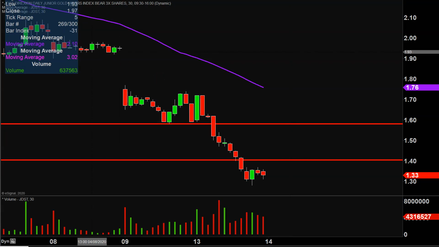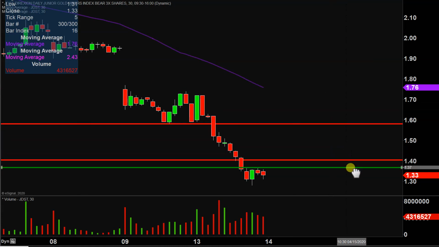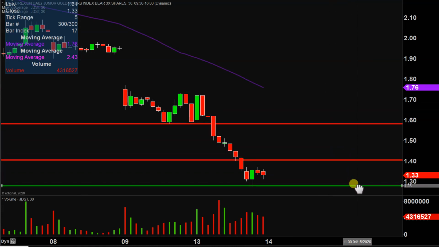From the support side of things, nothing fancy here, nothing complicated at all, other than the question of where did the bleeding finally stop today? And the bleeding finally did stop right there around the $1.28 mark. So for that reason and that reason alone, that'll be the key level of support.